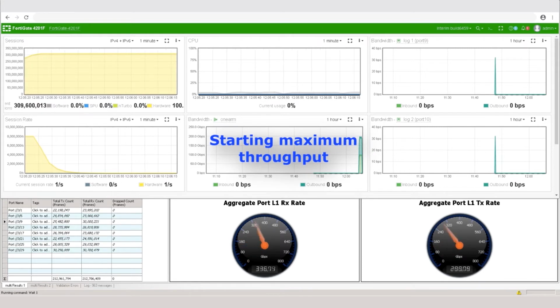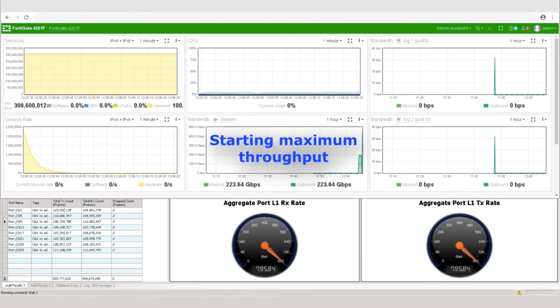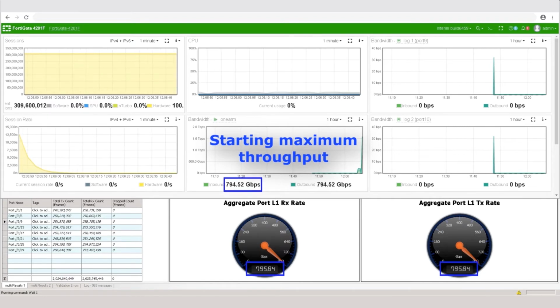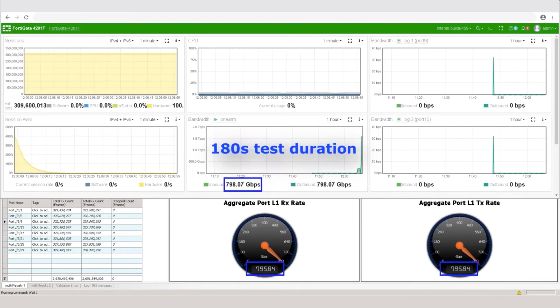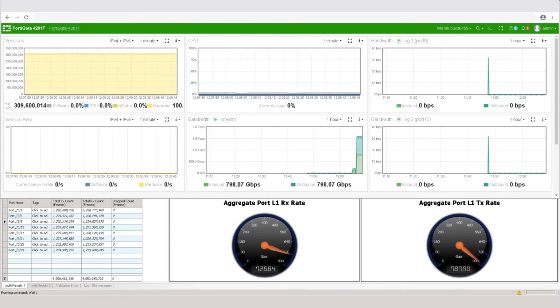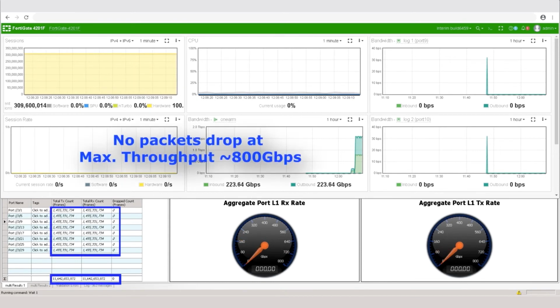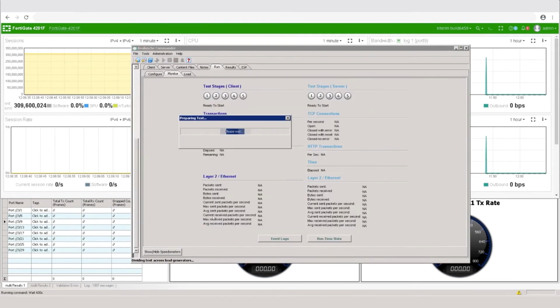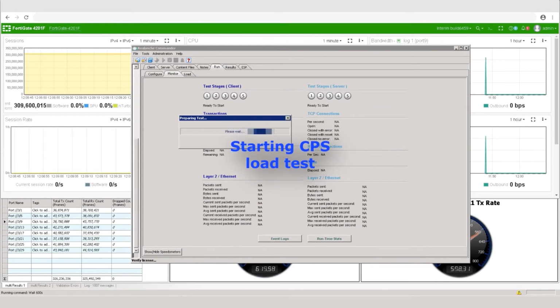For our next test, we are going to start with the maximum throughput. This test is going to run for a total of about 180 seconds with the maximum throughput of around 798 gigabits per second. As you can see on the left-hand side, we still maintain the total number of concurrent connections, and there are no packets dropped throughout the max throughput, which is approximately 800 gigabits per second if we include VLAN headers as well.